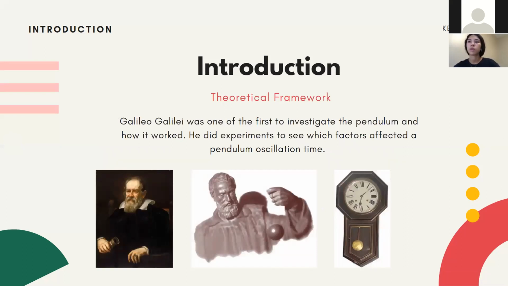Galileo Galilei was one of the first to investigate the pendulum, its motion, and how it worked. He did experiments to see which factors affected a pendulum's oscillation time and period. He experimented with mass and the length and size of the swing of the pendulum and many other variables. After Galileo's discovery, the pendulum was given more uses, for example, to keep track of time, and that was very important.